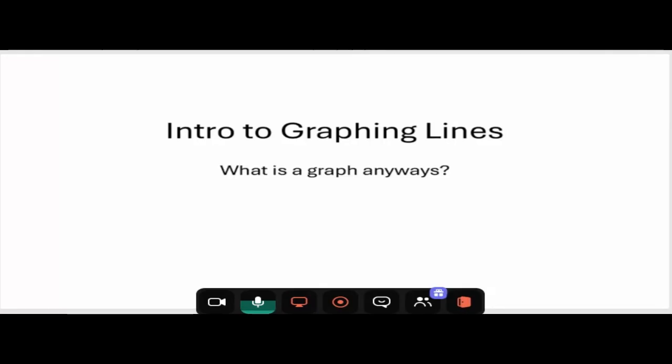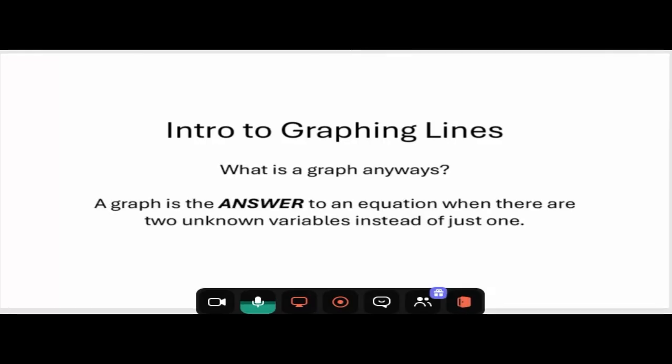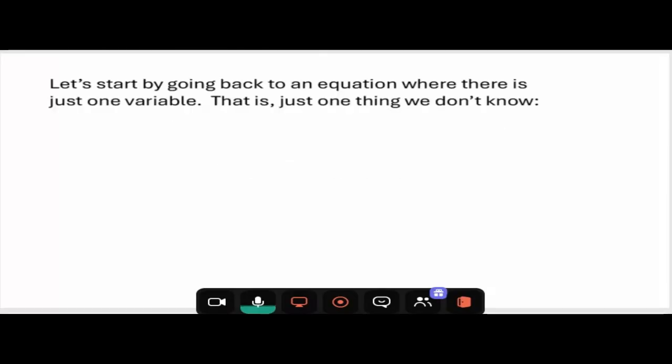So what is a graph anyways? So here is my one sentence answer to that question. A graph is the answer to an equation. It is the answer when there are 2 unknown variables instead of just 1. So what do I mean by that? Well, let's just remind ourselves when we had equations with only 1 unknown variable, like the ones you did in chapter 3.